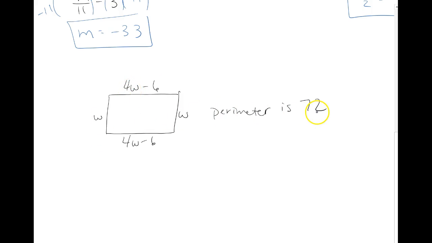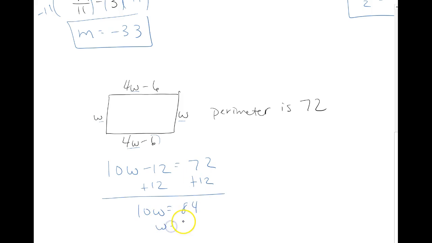If the perimeter is 72, I'm just going to add this up because perimeter is just adding up. And so I know that I have 4, 8, 9, I have 10 W's, and then I have a minus 6 and a minus 6, so I have a minus 12, and that's going to equal 72. From here, it's just solving.